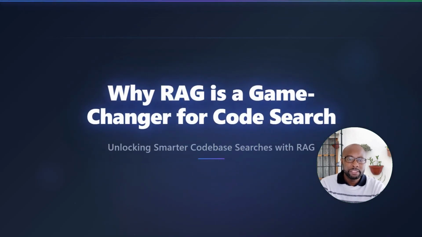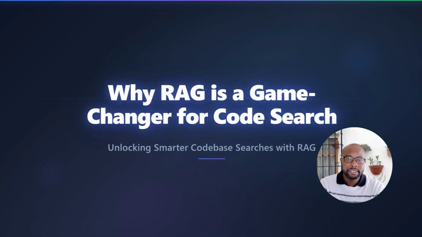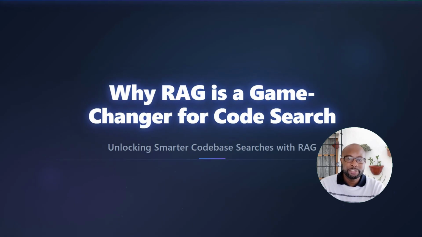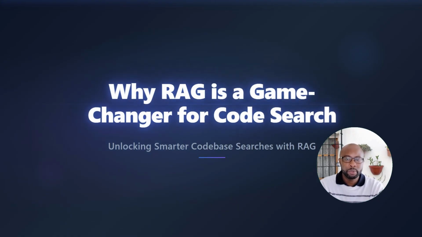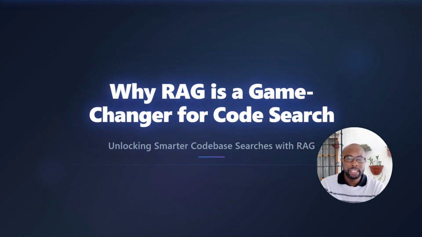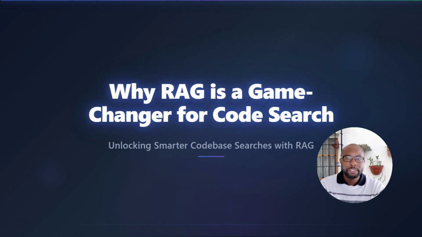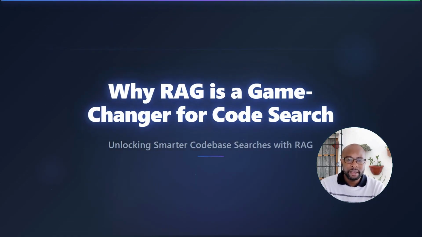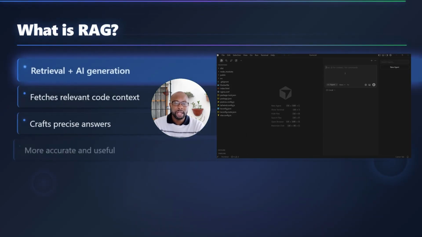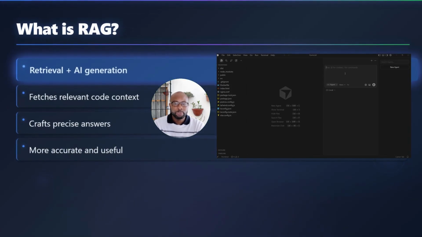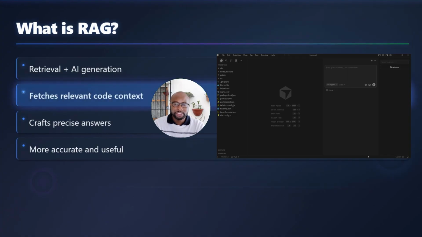Ever wish you could ask your codebase questions and get instant, spot-on answers? RAG, Retrieval Augmented Generation, makes that possible. Today, we'll dive into how RAG is revolutionizing code search, making it smarter, faster, and way more useful than traditional tools. So what's RAG? It's a method combining retrieval of relevant info with AI generation.